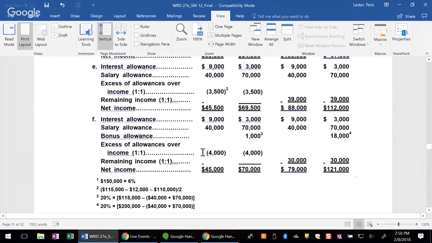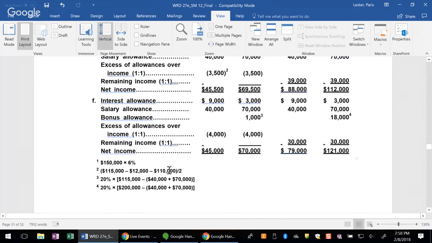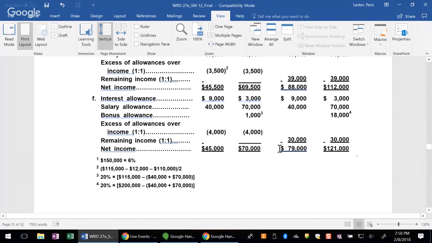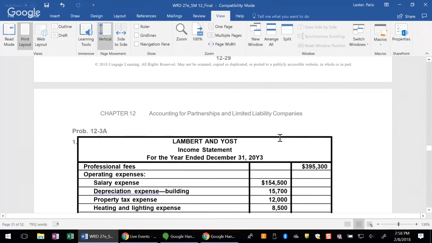Now, if you gave interest, you gave salary, then you gave a bonus to one partner. Then the excess of allowance over the income is 1 to 1. And the remaining, of course, was 1 to 1. Where did that bonus come from? 1,000. All right, I guess anything that was left over, 110, 20% of 5,000 here would be 1,000. Okay, that was your problem 2.